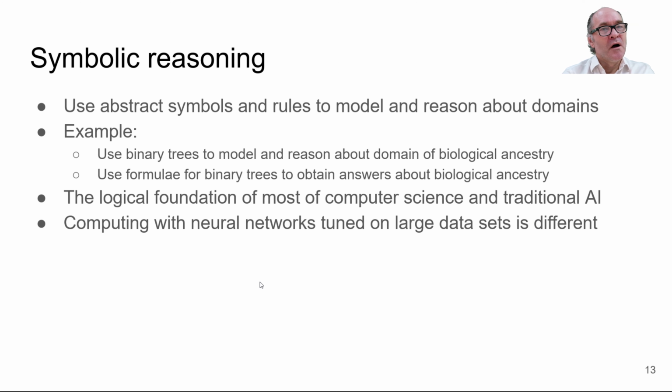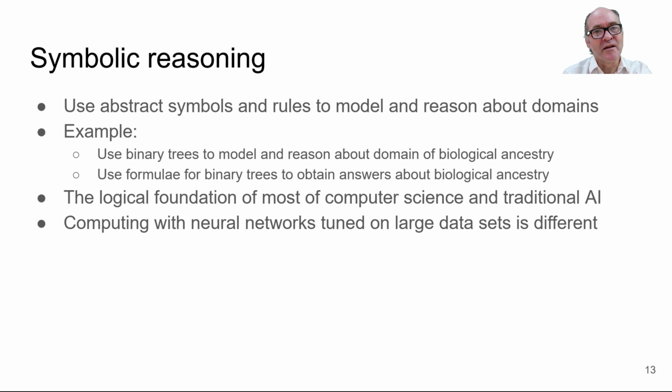Okay, so to put another point on this discussion, I want to talk about symbolic reasoning, and by that I mean step-by-step logical deductive reasoning. We use abstract symbols and rules governing them, their properties, relations, and operations, to model and reason about real-world domains. We use binary trees, which are kind of symbolic objects with string names and subtrees as fields, to model and reason about biological ancestry, and we used formulae describing the numbers of nodes in binary trees, well, you come up with those formulae, to obtain answers about biological ancestry.